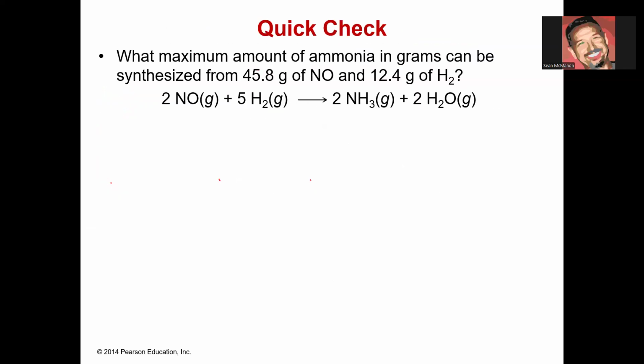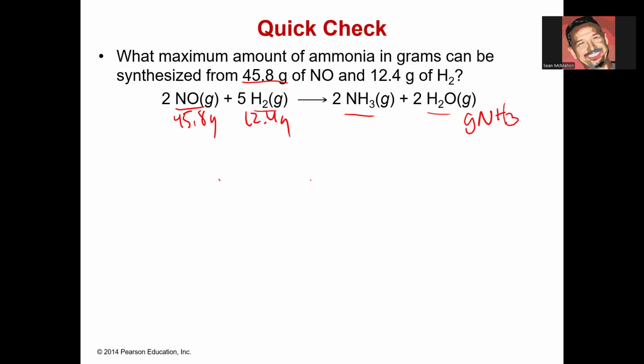So as a review, last time we did this reaction, we have 2 moles of nitrogen monoxide combining with 5 moles of hydrogen gas to produce 2 moles of ammonia, 2 moles of water. I want to know the amount of ammonia in grams. So I want grams of ammonia. I'm given 45.8 grams of nitrogen monoxide and 12.4 grams of hydrogen.